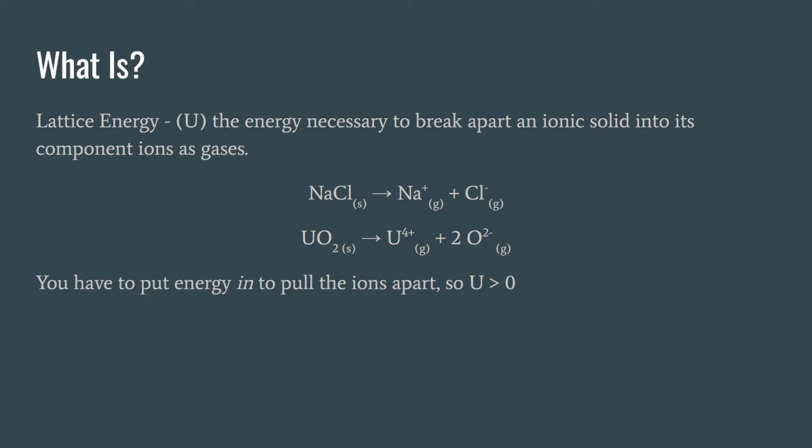You basically have to boil the ionic compound in order to measure the lattice energy. You have to put energy in to pull those ions apart. So the lattice energy is a very big, very positive number. If you were to put it in terms of chemical reactions, you take a solid salt and you break it up into gases. So you go from solid sodium chloride to gaseous sodium and chlorine ions. Here we have uranium 4 oxide getting broken up into uranium ions and oxide ions.